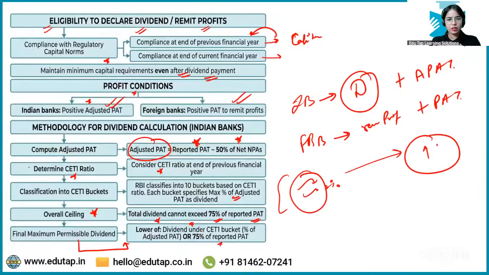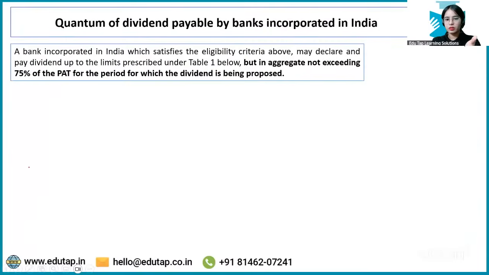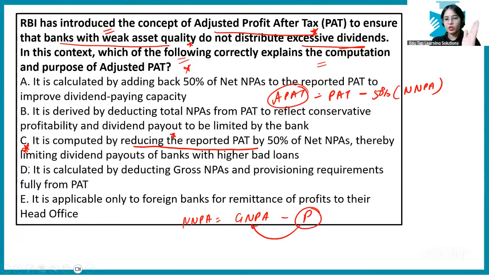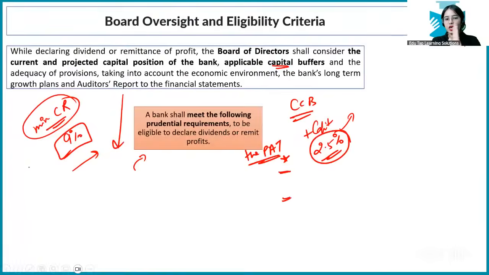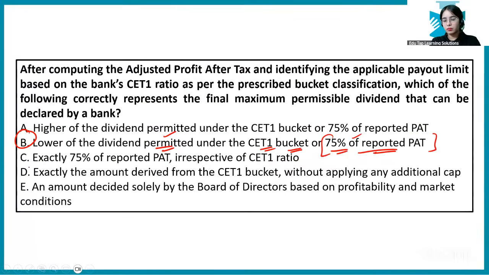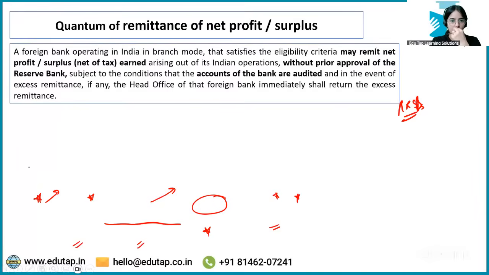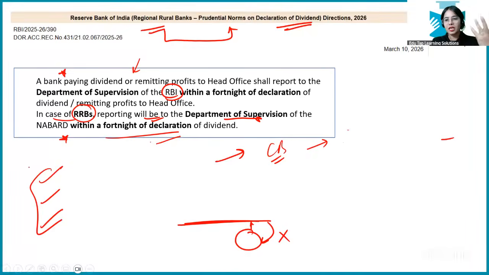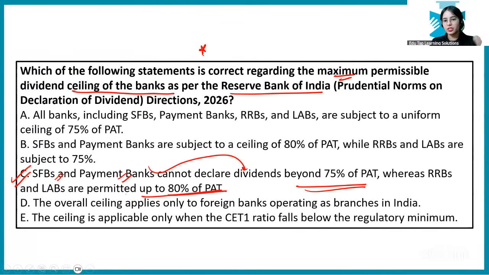These are the kind of questions that can come in the examination. The questions I've shown you now. A question can come on the adjusted profit after tax. A question can come on the buckets, as well as the 75% maximum that is allowed. The question can come on the RRBs, LABs, and such percentages. So these are the normal questions that can come.